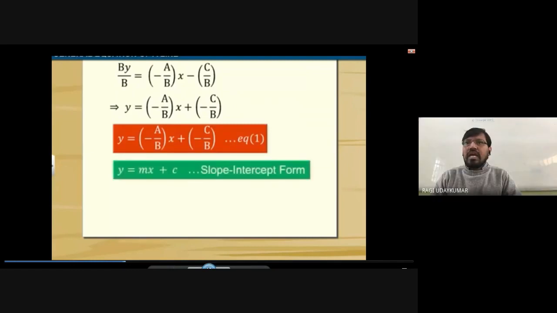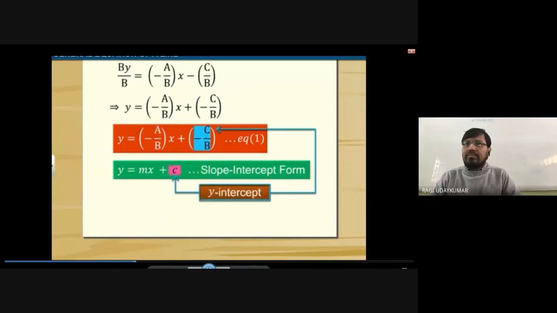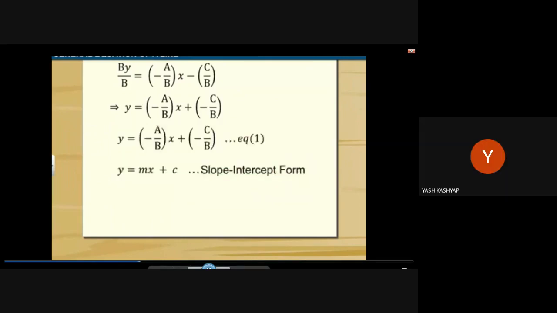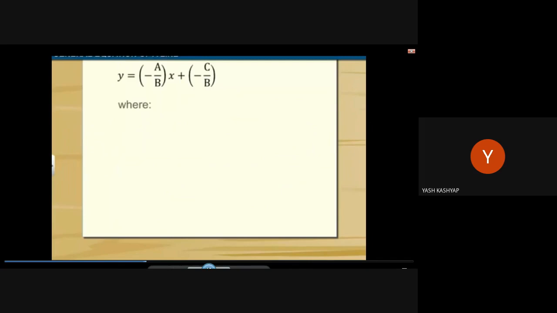y is equal to mx plus c, slope intercept form. We call it the slope intercept form, where the slope is minus a by b and the y-intercept is minus c by b. Okay, did you understand here? Yes, sir. Okay, so now here this slope is equal to minus a by b, and the y-intercept is equal to minus c by b. That is nothing but the point at which the line intersects the y-axis.